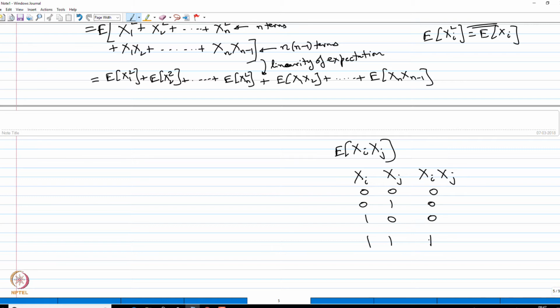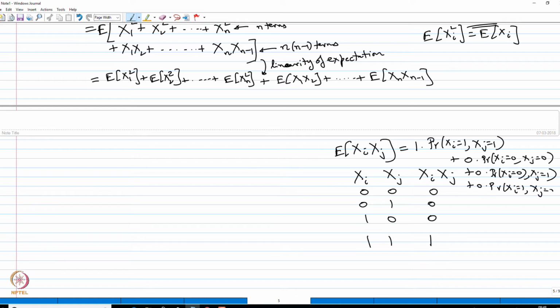Okay, so if you do expected value of xi xj, you will get 1 times probability that xi equals 1, xj equals 1, both xi and xj are 1, plus 0 times various other things. So probability of xi equal to 0, xj equal to 0, plus 0 times probability of xi equal to 0, xj equal to 1, plus another 0 times probability of xi equal to 1, xj equal to 0. All these terms will go away and you will be just left with probability of xi equal to 1, xj equal to 1.